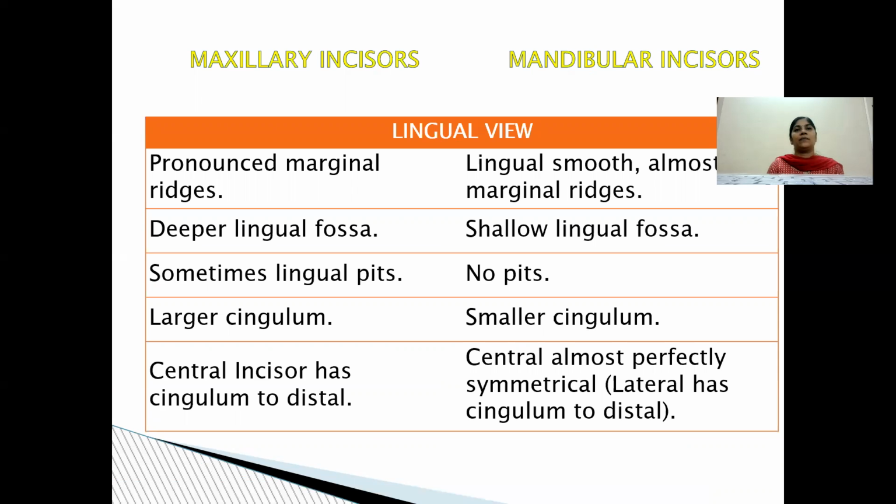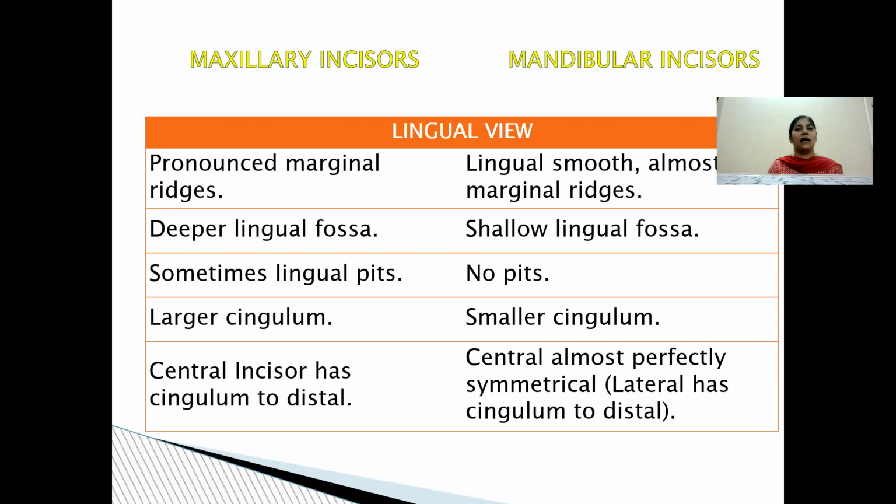Deeper lingual fossa, but in comparison, in the mandibular central incisor, the lingual surface is smooth and not that prominent. Marginal ridges are there, but not as pronounced as in the maxillary incisor. The lingual fossa is also shallow. So the features you see on the lingual aspect are not as pronounced as those of the maxillary incisors. Sometimes lingual pits are noted in the maxillary incisor, but nothing like that here. Since the cingulum is not prominent and the fossa is not deep, pits are not seen in the mandibular incisor.